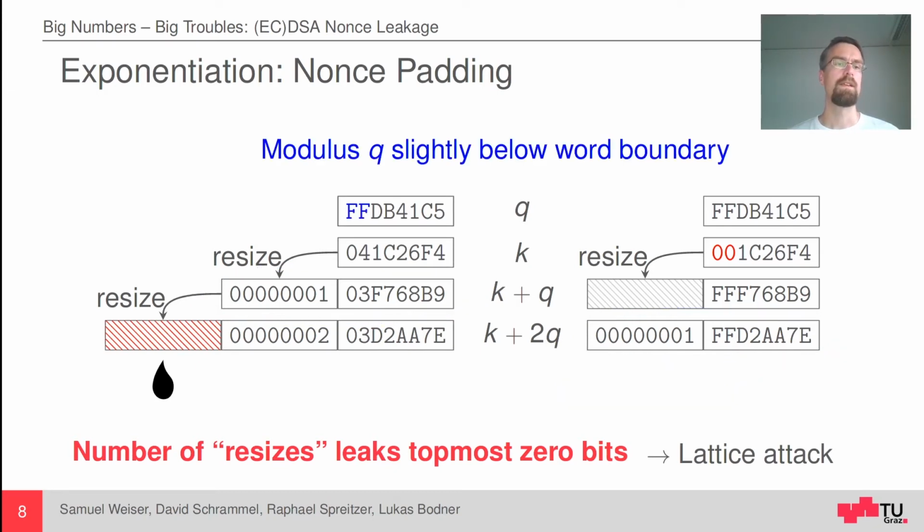And this nonce padding issue always happens when the modulus Q is slightly below, not above, but below a word boundary. In this example, you see the 2 FFs have 8 topmost bits set. So in total, in this example, we can leak 8 bits of the nonce.